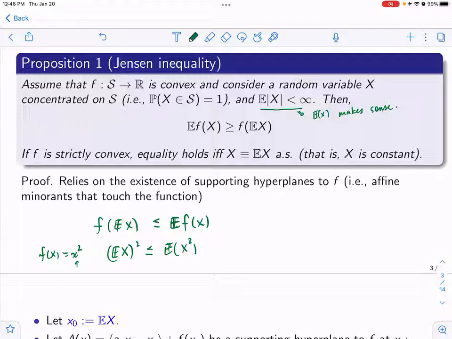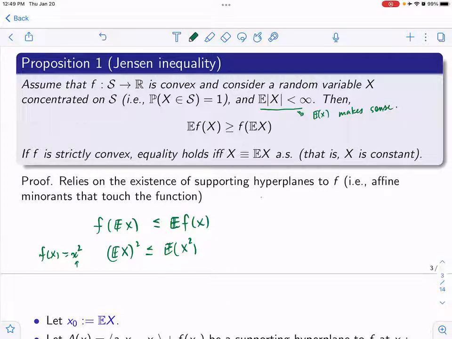This Jensen's inequality added claim here means that in this case, if I have equality here, then it means that the random variable is constant almost surely. And you know it in this case because it means that the variance is 0. And you hopefully know that a random variable whose variance is 0 is constant. But this is sort of a generalization of that.